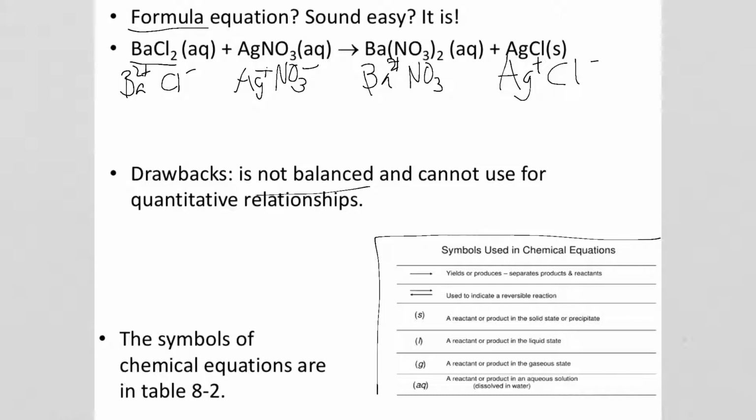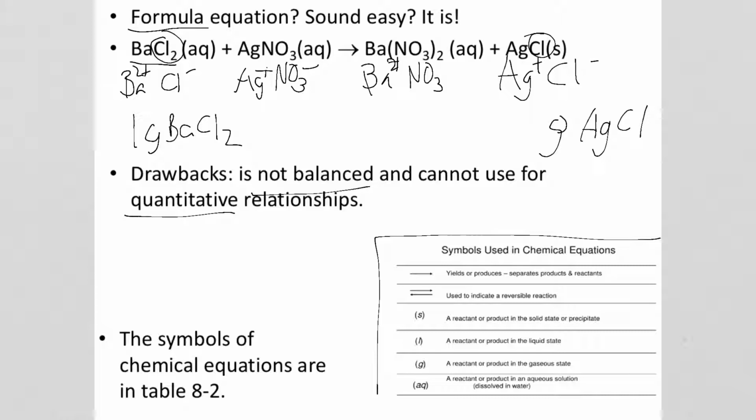Drawbacks. It's not balanced, so therefore we can't use quantitative relationships here. For example, we see we have 2 chlorines over here and 1 over here. So if I said I had 1 gram of barium chloride, how many grams of silver chloride would I get? I can't make that connection yet because there's nothing saying that it's a 1-to-1 ratio.